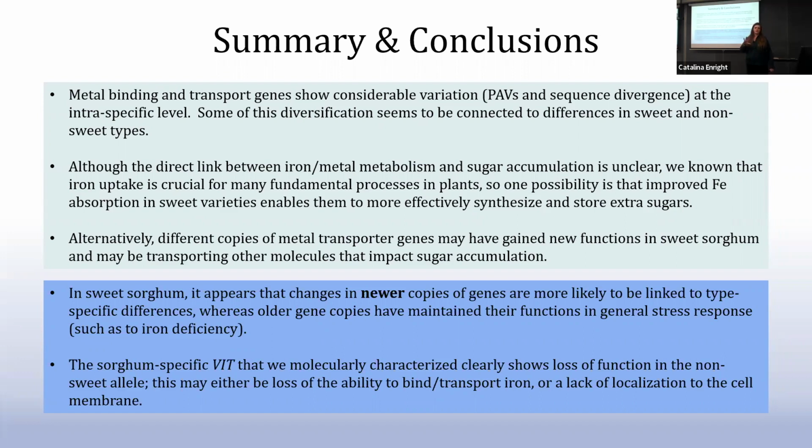We also saw that when you compare the types in terms of expression, your newer gene copies are more likely to be linked to the type-specific differences, and the older copies have maybe maintained their original roles in the stress response that everyone has. And we know, at least in one case, that we have this sorghum-specific vacuolar iron transporter that has a loss of function in the grain type. It still has the function in the sweet type.